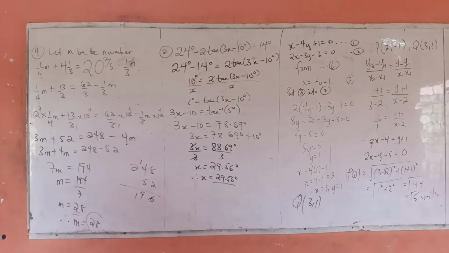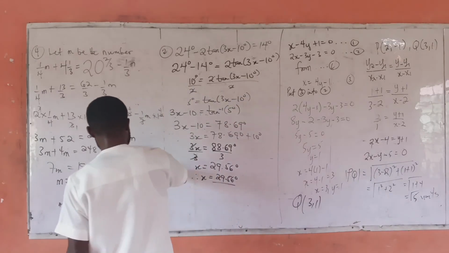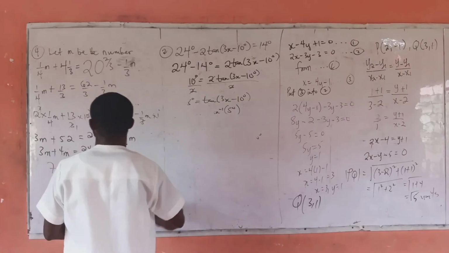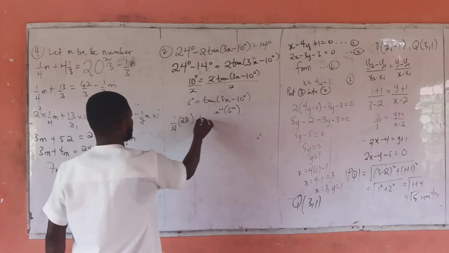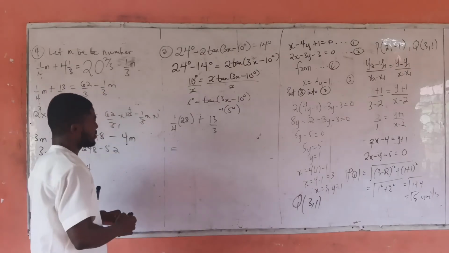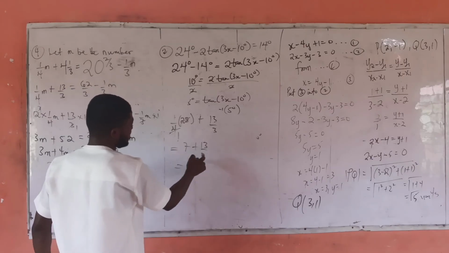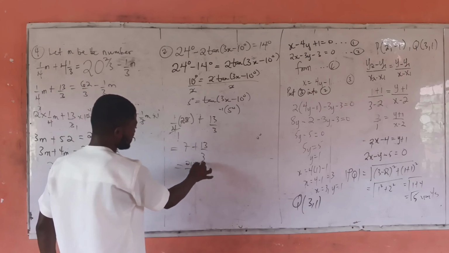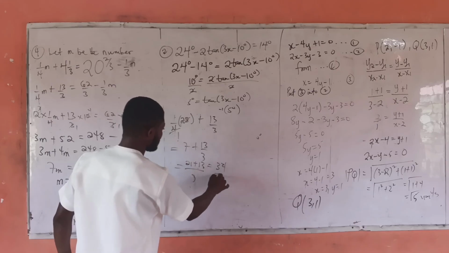Now let's check if 28 will be right. So we do verification, which is not part of the work itself. 1/4 of 28 plus 13 on 3. That will be 7 plus 13 on 3. LCM 3. 21. So 21 plus 13. That should be 34 on 3.